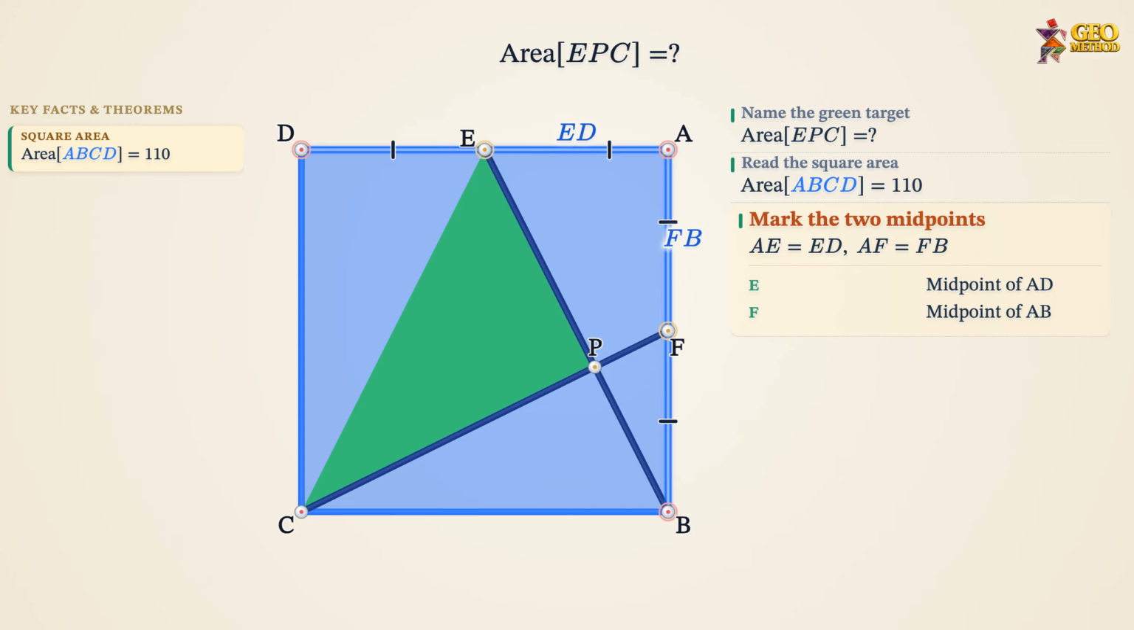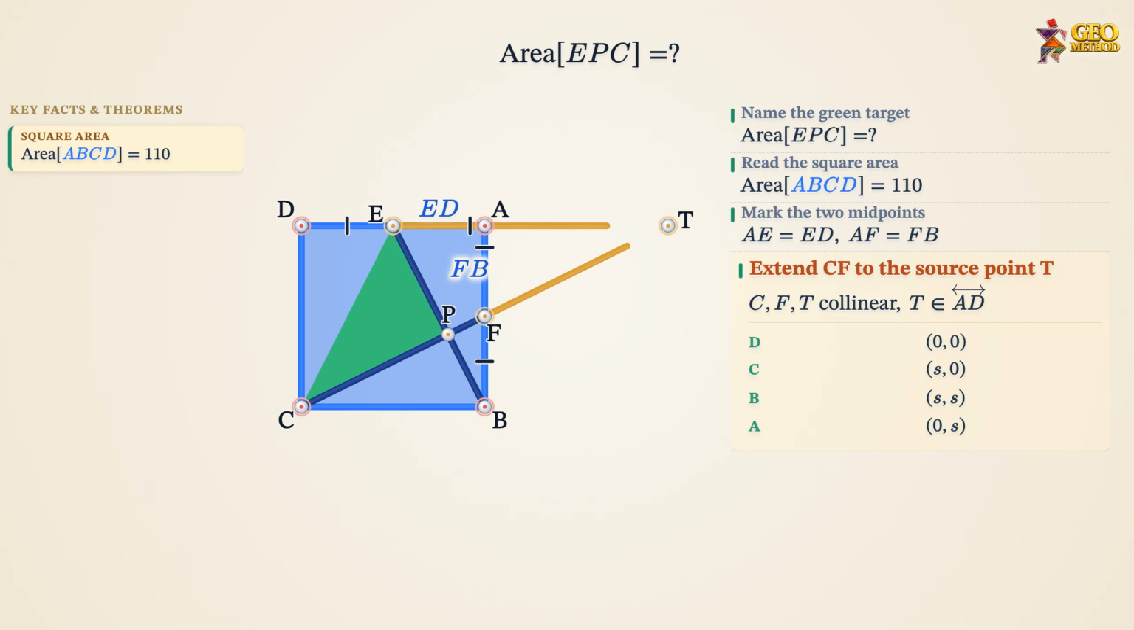The matching strikes show E is the midpoint of segment AD and F is the midpoint of segment AB. The source construction uses both midpoint facts. Extend the line CF beyond F until it meets the extended topside through A and D. Call that source proof point T. This is the one auxiliary construction the original proof needs.